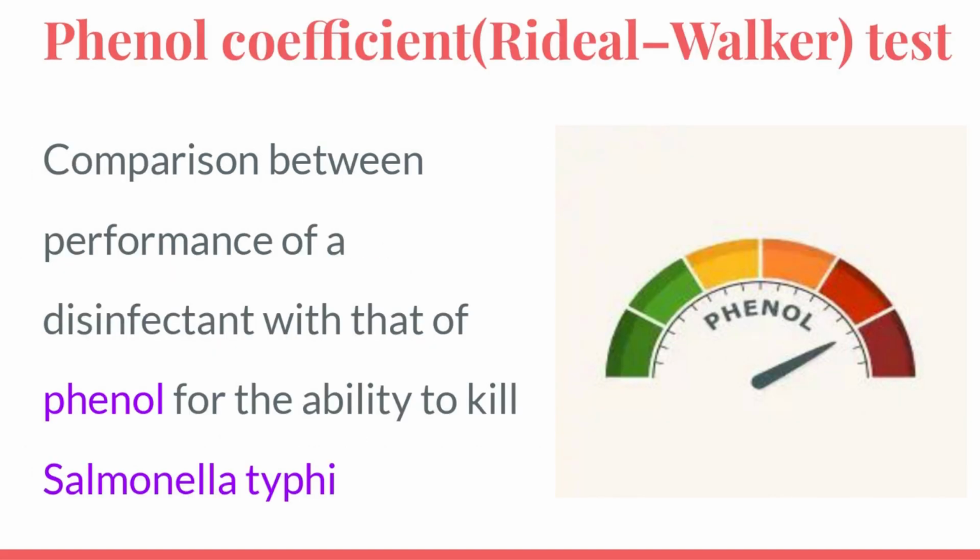out of which the first and most important one is the phenol coefficient test, which is otherwise known as the Rideal-Walker test. This is a comparative test. Here, comparison is done with phenol, that is, the efficiency of the disinfectant is compared with the efficiency of phenol. And what efficiency is tested? The disinfective power is tested here.